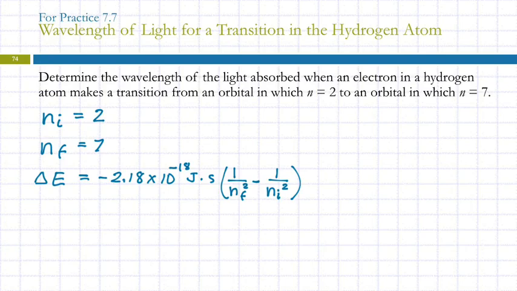So we could calculate the energy of this, right? We're looking for wavelength, but wavelength is related to energy. So we can plug the numbers into this. It's not joule seconds, it's just joules. I was wondering how that was going to work out. Just joules. Final is 7. 7 squared is 49, so maybe we'll just do that in our heads. Minus the initial squared, 2 squared is 4.